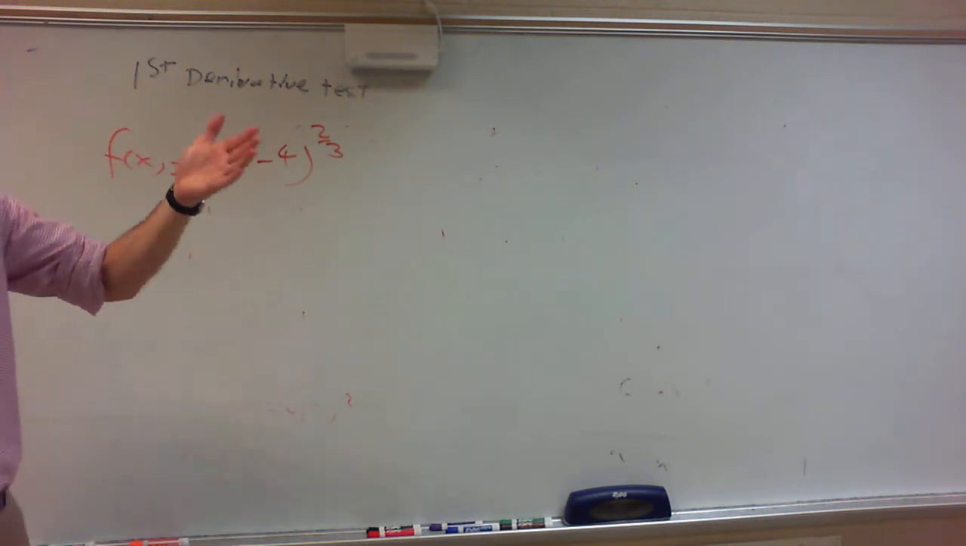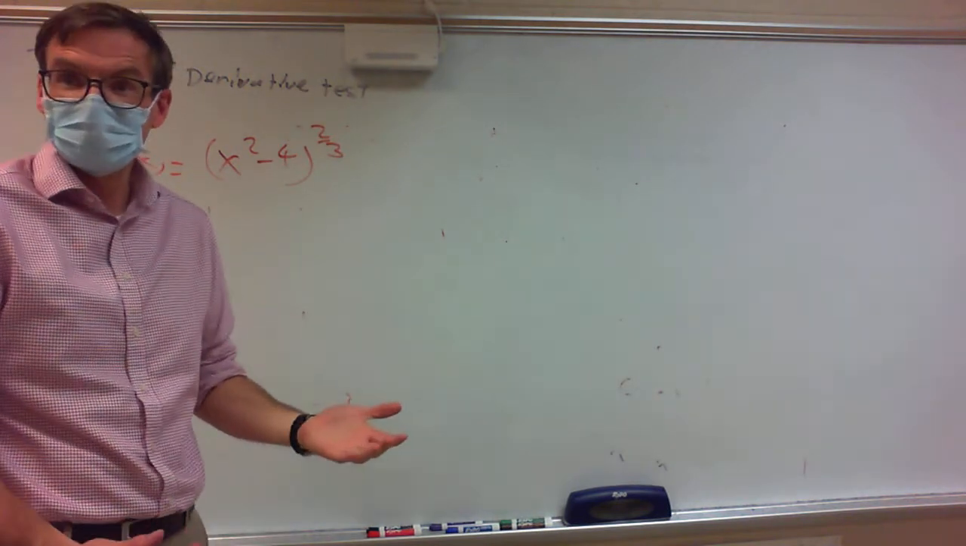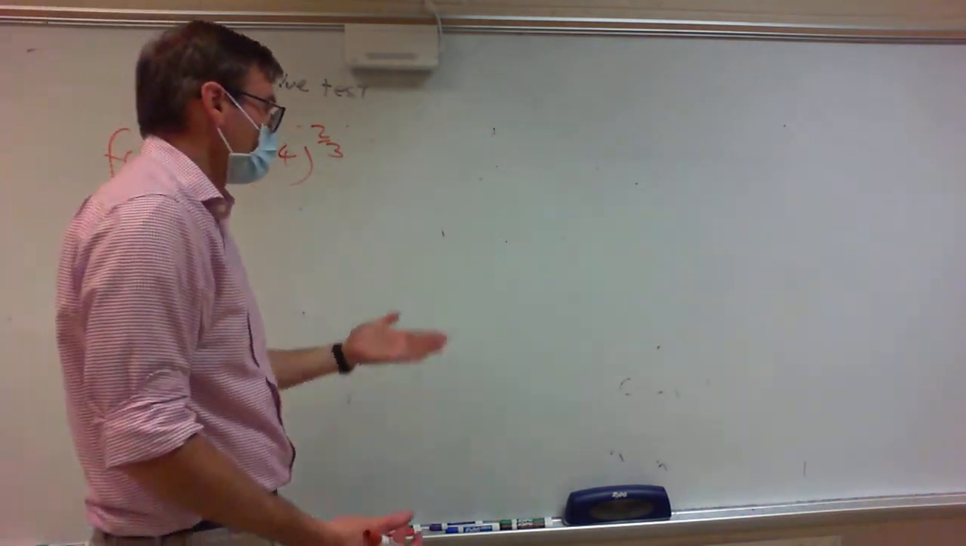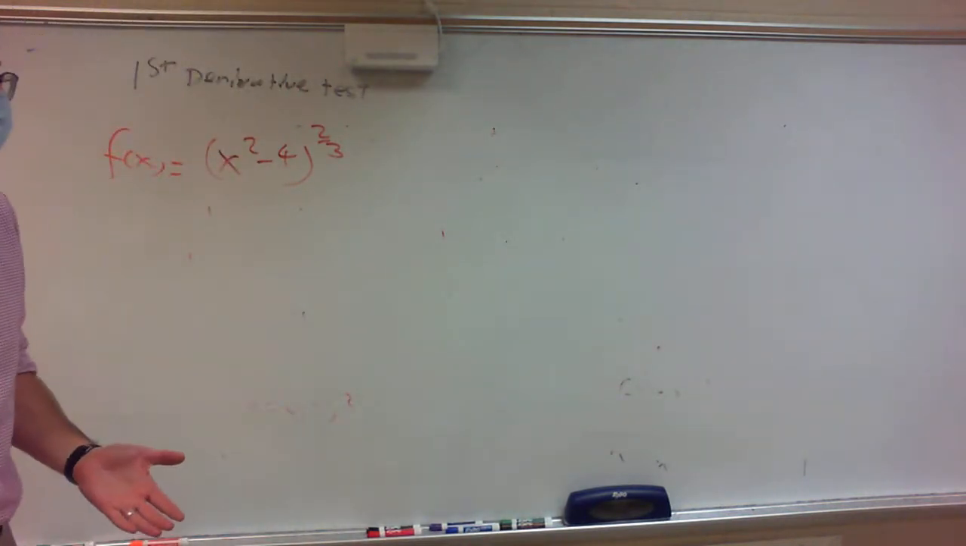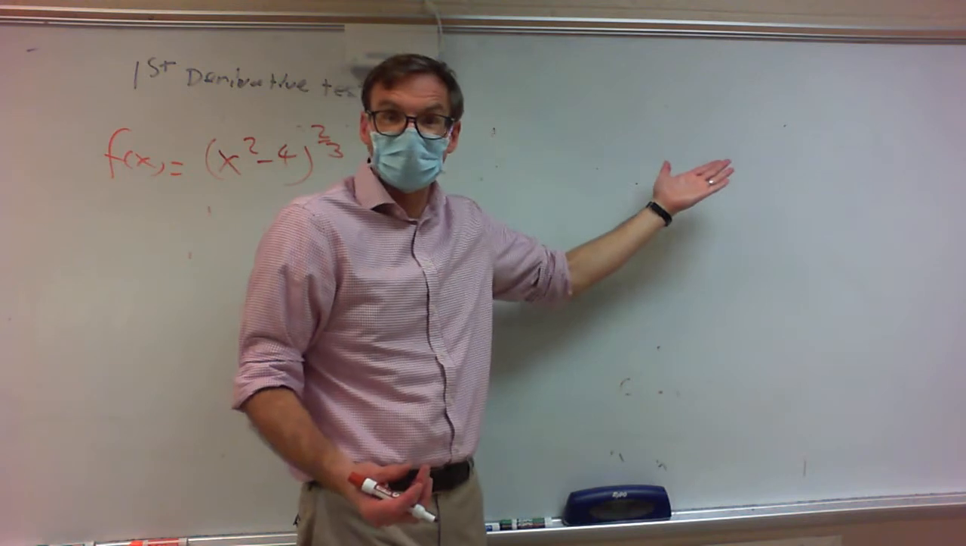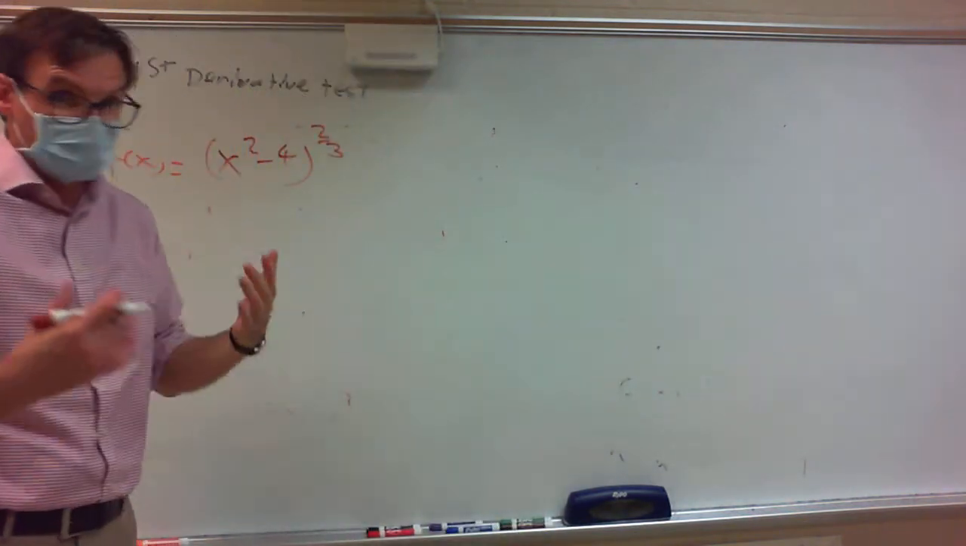I want to know my local extrema, basically the local max and the local min. That's what I need. So I need to find the local max and local min. How do I do that? Well, I want my first derivative chart. So the very first thing I need to do is find my critical values.